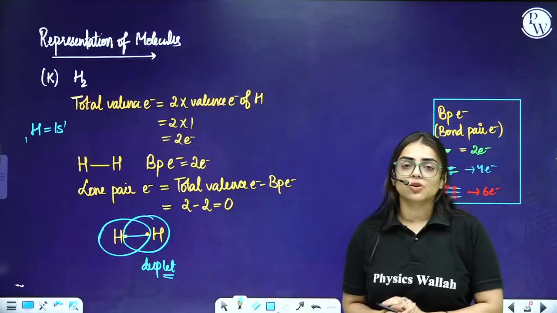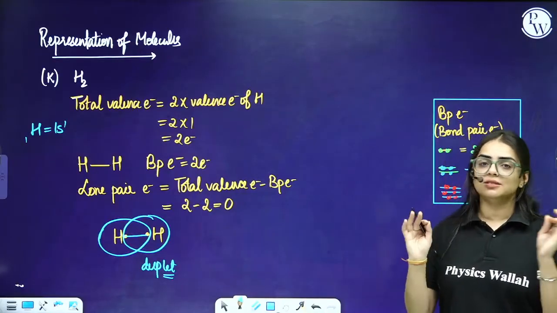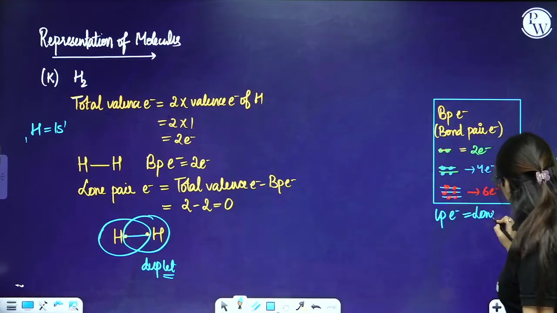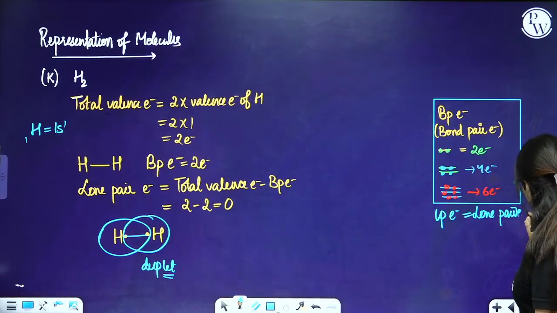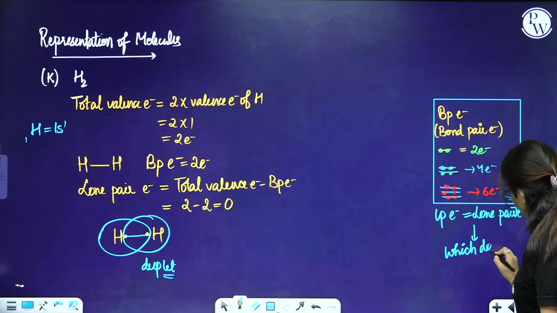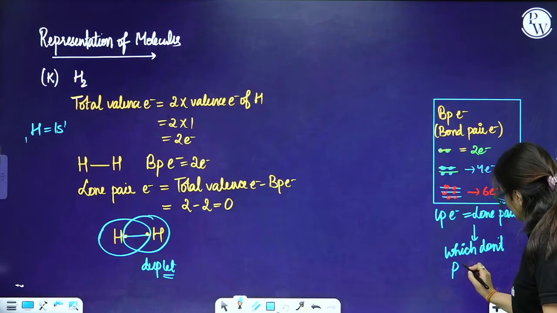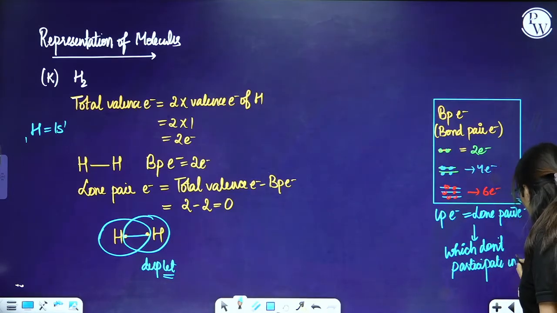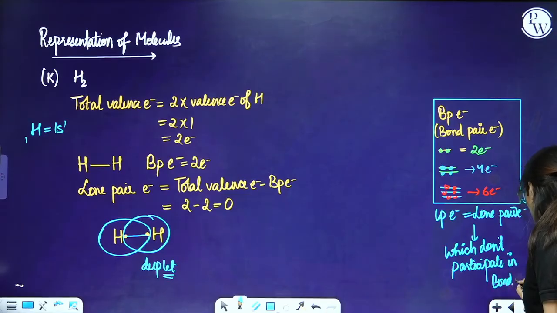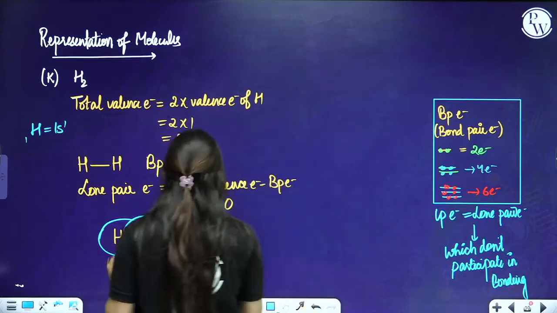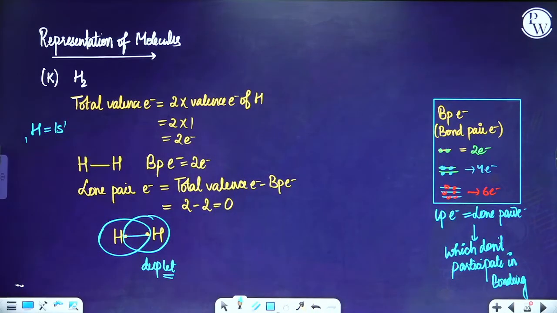What are lone pair electrons? The extra electrons which don't participate in bonding. Lone pair electrons, or LP electrons, are those which don't participate in bonding. Clear, everyone? Is it clear to each and every one? Now this was the structure of H2. Everybody write it down so that I can draw the next structure.